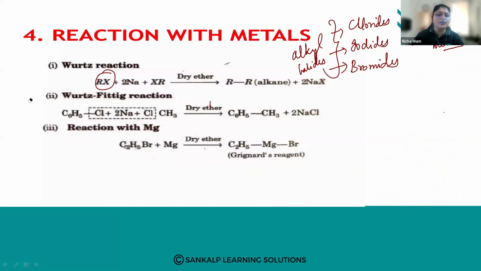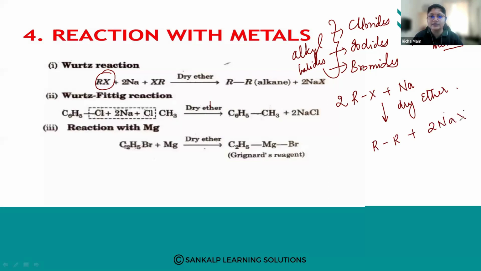Here we are reacting the alkyl halides with sodium metal in the presence of dry ether. And what will you get? You have to take 2 moles of RX. What will be the product obtained? It will be R-R plus 2NaX.